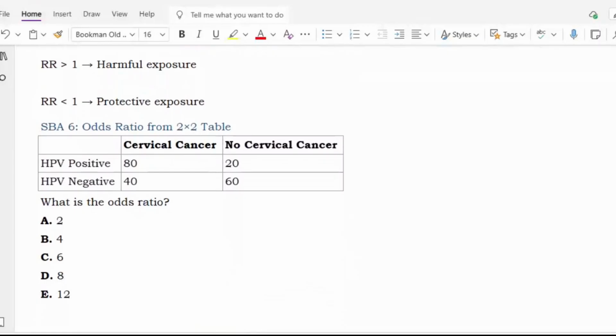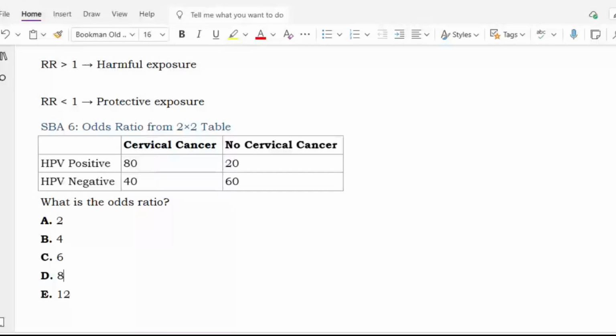Odds ratio from a 2 by 2 table. Cervical cancer and HPV positive, negative. Cervical cancer with HPV positive is 80. Cervical cancer with HPV negative is 40. No cervical cancer with HPV positive is 20. No cervical cancer with HPV negative is 60. What is the odds ratio?